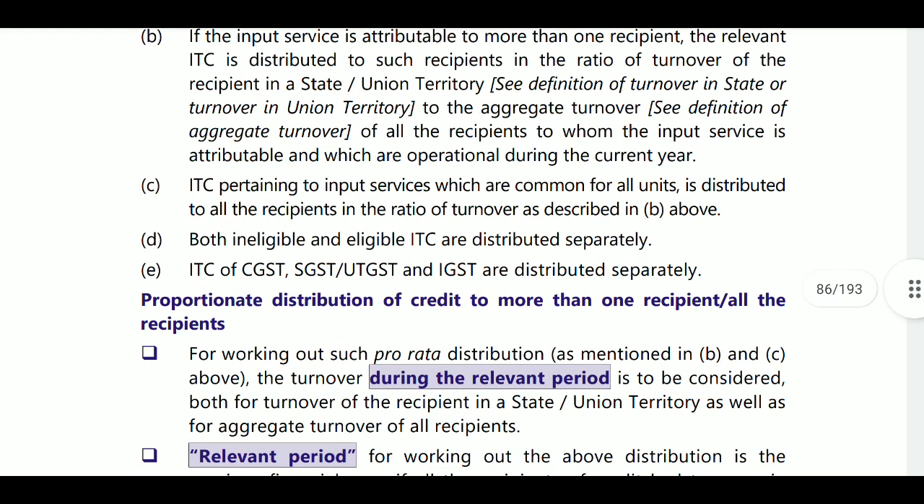Next, distributed ITC should not exceed the credit available for distribution, and both ineligible and eligible ITCs are distributed separately. ITC pertaining to input services which are common for all recipients is distributed in the ratio of turnover. If there is any common ITC, that common ITC will be distributed among all persons. Any ineligible or eligible ITC is also distributed among those persons separately. And ITC of CGST, SGST, UGST, IGST are distributed separately. So separately you must distribute.